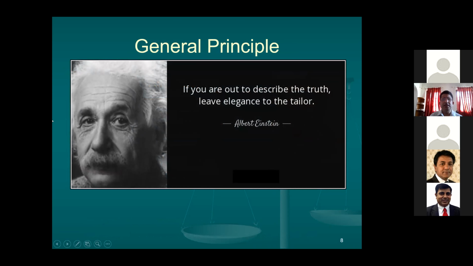So let's go to the general principle. This quote by Albert Einstein is relevant here: if you are out to describe the truth, leave elegance to the teller. You know, as I said earlier, you have to blend science and art together, but don't talk too much about the art. You have to give science the preference, and then it has to be covered with cosmetic other things, which is an art.